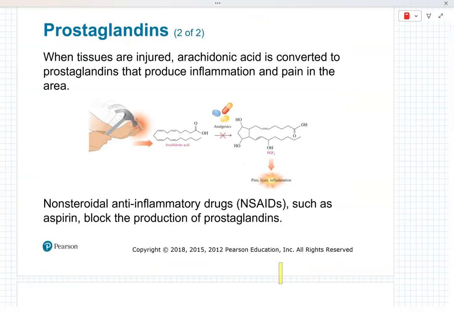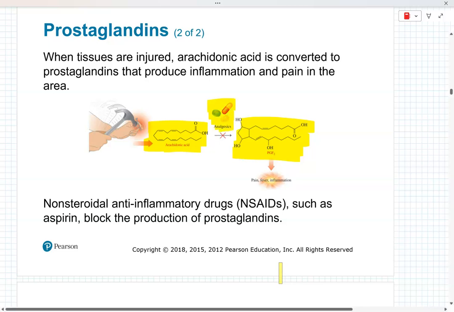So you see that this arachidonic acid, when it is metabolized, forms prostaglandin F2, which is responsible for pain and fever. And the analgesics, like ibuprofen or Tylenol, they will block the enzymes that convert arachidonic acid into these prostaglandins. Am I making sense?